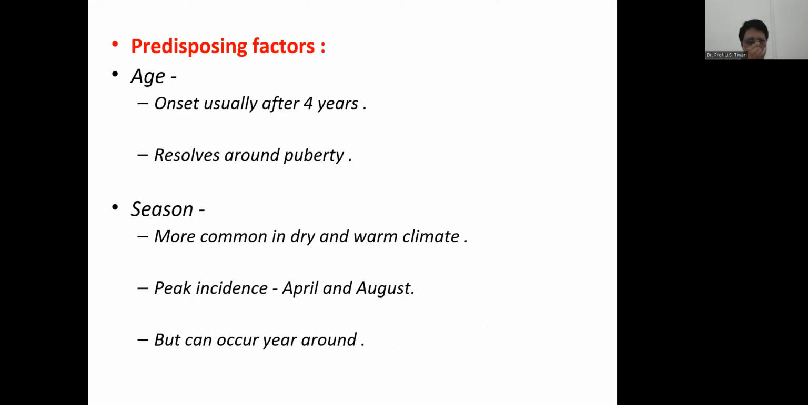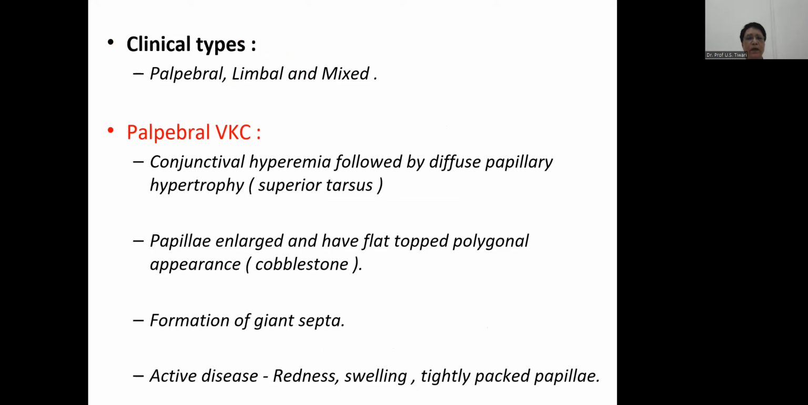Now, what are the predisposing factors? The age of onset is usually 4 years and beyond, and it usually resolves at around puberty. It is commoner in dry and warm climates. The peak incidence is between April and August, but it can occur all year round. What are the different clinical varieties of VKC? Palpebral, limbal, and mixed.